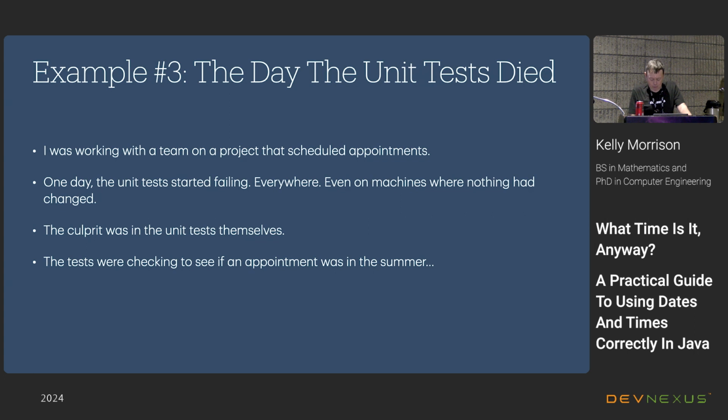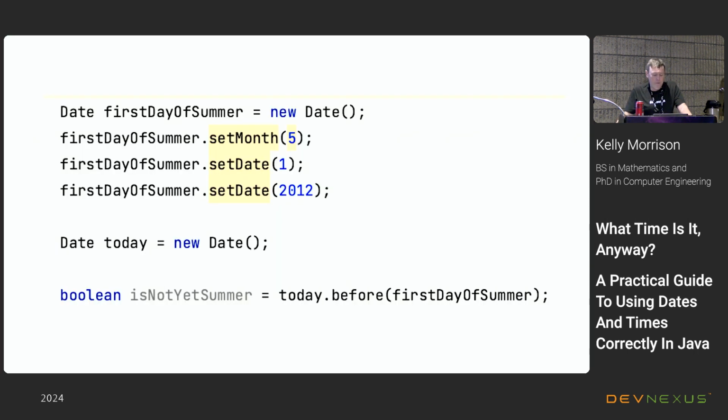Nobody knew what the problem was until we went and looked at the unit test. What they were doing in the unit test was trying to figure out the first day of summer. So they were creating a new date, and they were setting it to June. And now you see a 5 there, and think June's the 6th month. This is one of the problems with the original date API. Month started with 0. So January was 0, February was 1. So you're already starting off on a bad foot.